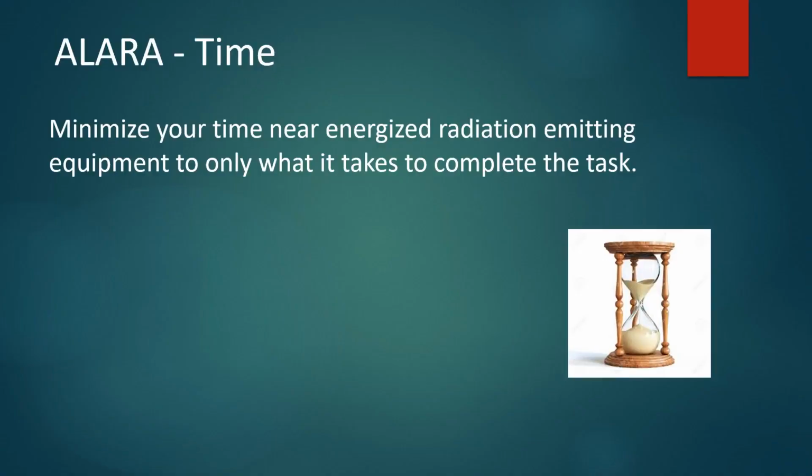One such method is time. Minimizing your time around an energized radiation source will reduce your overall exposure. The source of exposure will be the X-ray tube, and the X-rays will be scattered by the patient during the time the unit is actually emitting X-rays. It is important to work in a manner to safely complete the task at hand in the shortest amount of time.